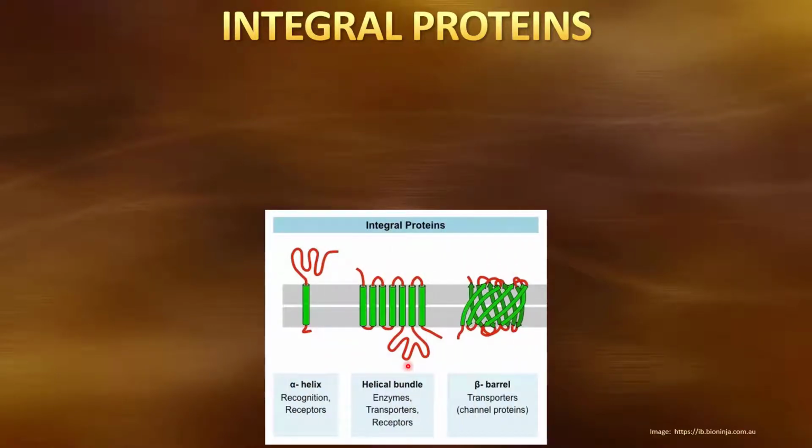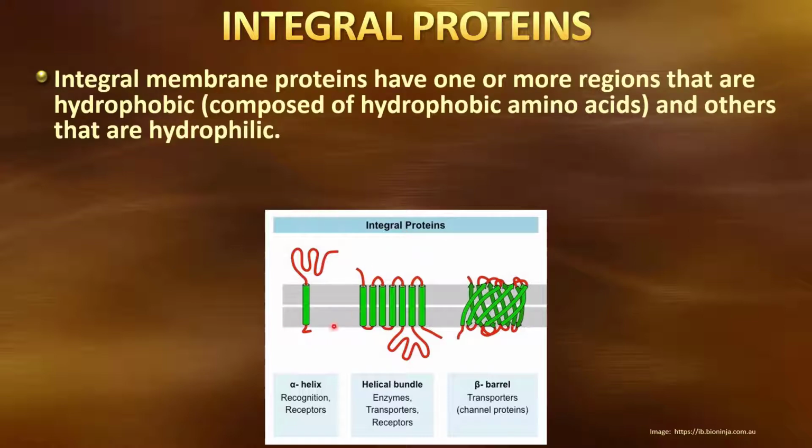The integral proteins that we see here going into the membrane and often spanning across the membrane have a variety of different functions. They typically will have one or more regions that are hydrophobic, because they are in this fatty acid tail area, and then other areas that are hydrophilic. You can see a variety of different functions here, which we'll talk about later: they can act as receptors, for recognition, as enzymes, and as transporters.